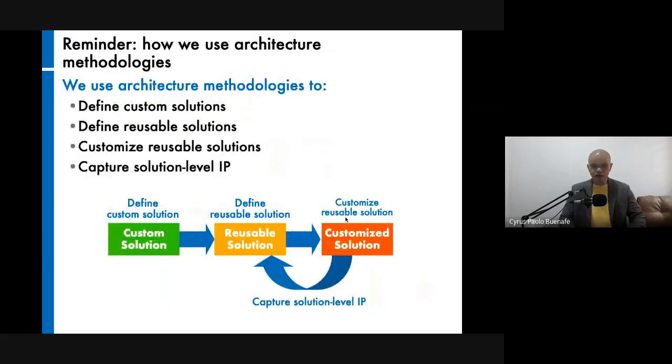Now, just as a reminder, how do we use architecture methodologies? These are the 4 bullet points. The flow chart that you see below is your reusable solution lifecycle. As long as you have these intents in mind, you should be fine.